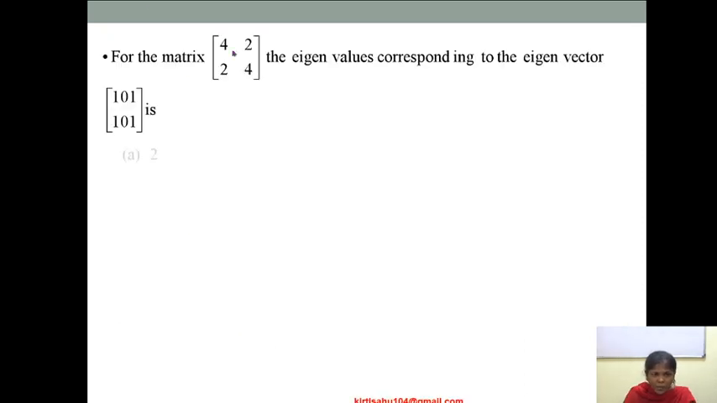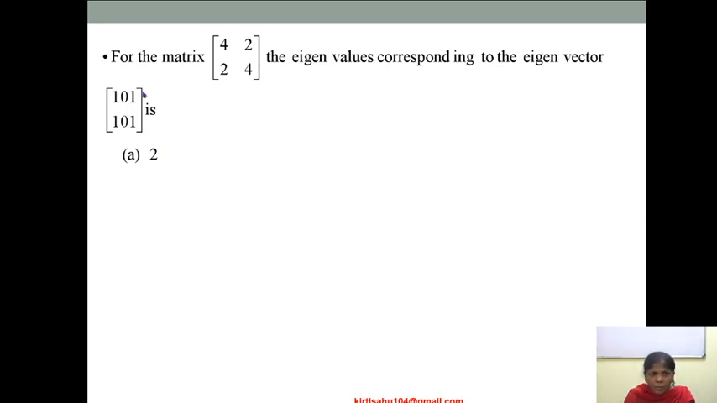Now let us move to the next question. For the matrix given, find the eigenvalues corresponding to the eigenvector. So far, in the previous video lecture, what we have seen is that the eigenvalues were given, and so we needed to find the eigenvector.